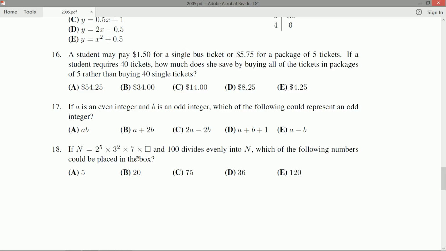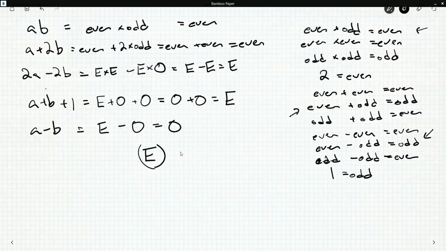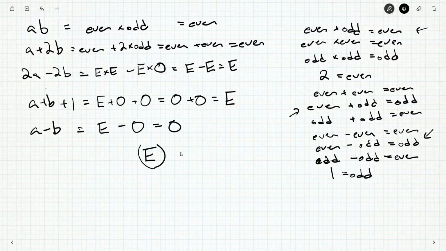So notice that these numbers here are sort of special, 2, 3, and 7. These are prime numbers. So what we've got going on here, at least for the first bit of n, is prime factorization, and this gives us a little bit of a hint as to where to go. Maybe we should prime factorize 100. So 100 is 2 squared times 5 squared.